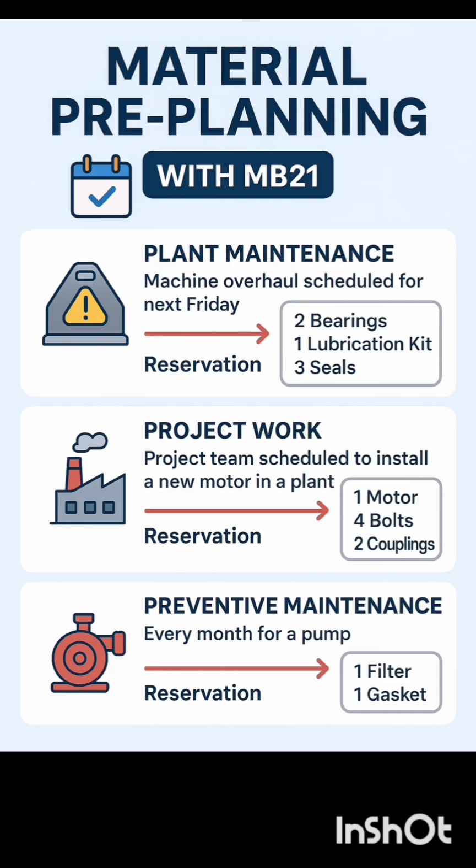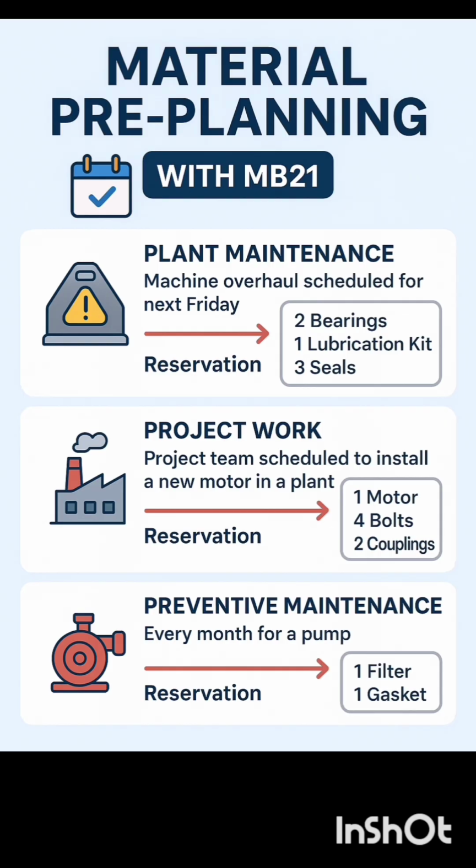Let's take 3 examples. Number 1 is plant maintenance. A machine overhaul is scheduled for next Friday. The planner knows they will need 2 bearings, 1 lubrication kit and 3 seals. Using MB21, the planner creates a reservation today.